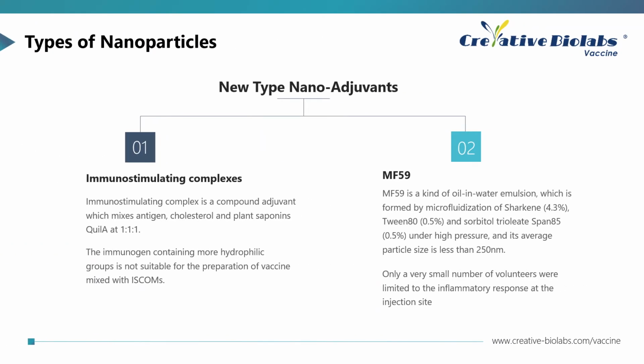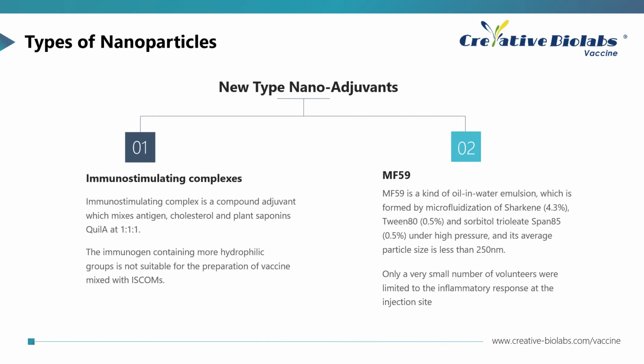Immunostimulating complex is a compound adjuvant which mixes antigen, cholesterol and plant saponin squalene at 1:1:1. It is a new antigen presentation system, which has the dual functions of adjuvant and antigen. In recent years, ISCOMs have been gradually used in clinical trials of HIV, HSV, HCV and cancer vaccines, and good immune effects have been obtained.